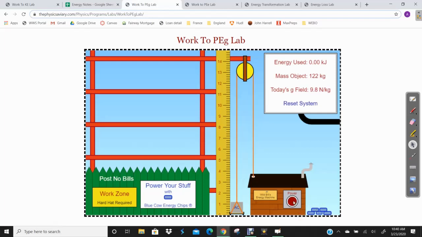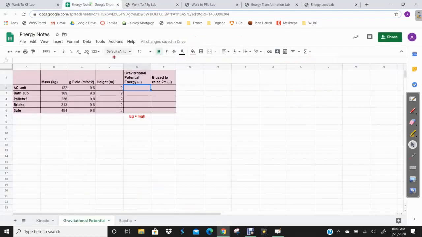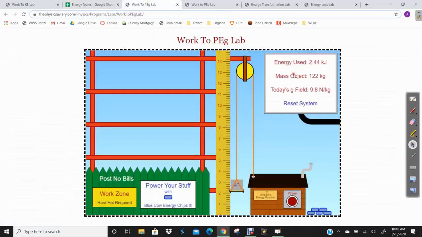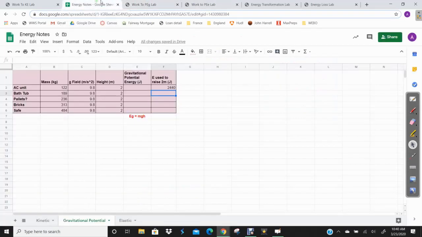We'll put one of these power bricks in, and you can see the bottom is down here, so I'm going to lift this thing up to 2 meters. It's maybe a little bit too high, but that's okay. You can see the energy used here was 2.44 kilojoules. So I'm going to multiply that by 1,000, which is 2,440 joules. We're just moving the decimal place over 3 times. So that's how many joules it would be to raise that object that high.